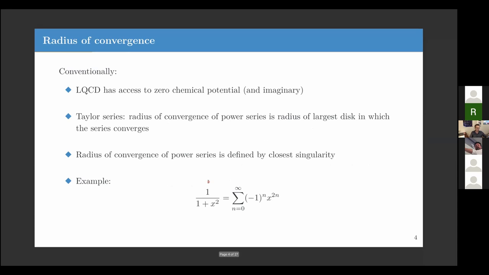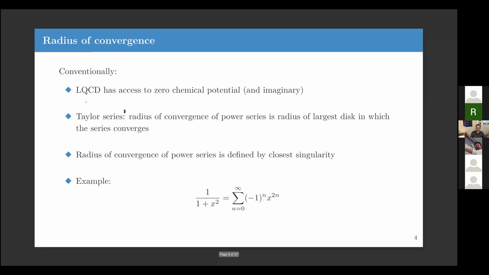In the conventional approach, usually what we do is employ lattice QCD calculations, which only have access to the real chemical potential, to extract the Taylor series expansion, the power series, as a function of the chemical potential. So this Taylor series probably has a non-zero radius of convergence. And this non-zero radius of convergence can in principle be extracted by analyzing this Taylor series.